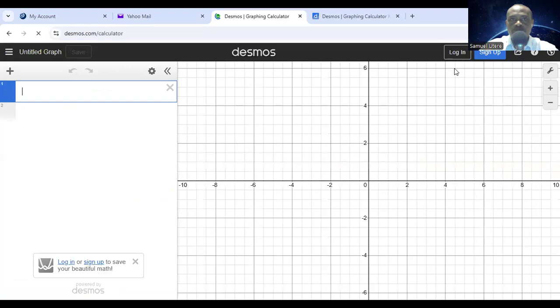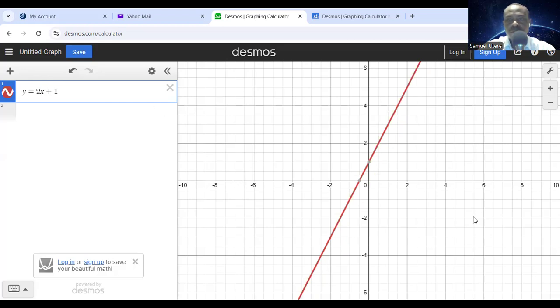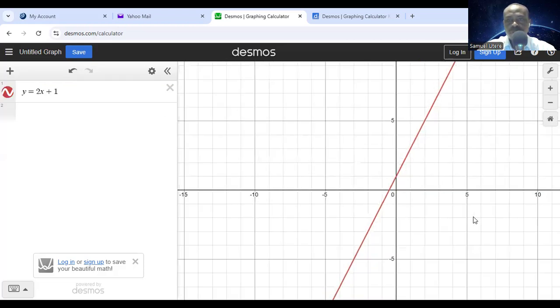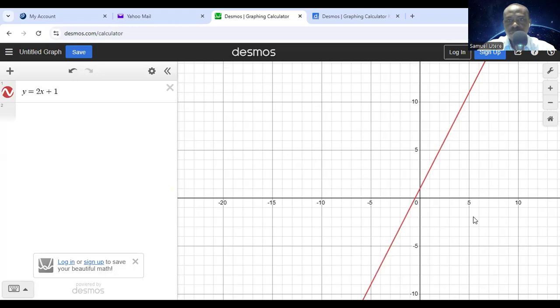And then to plot the graph y equals 2x plus 1, we go in this box and we type y, we put equal, then we press 2, we type x, then we do plus 1. And you see that it plots the graph for you. All right, so I'm going to stop sharing and get back to my presentation slide.